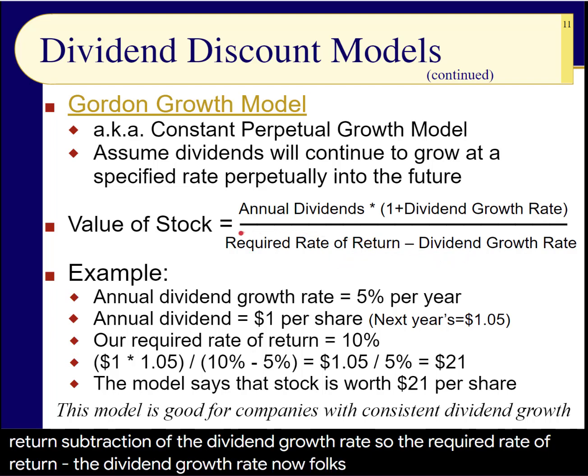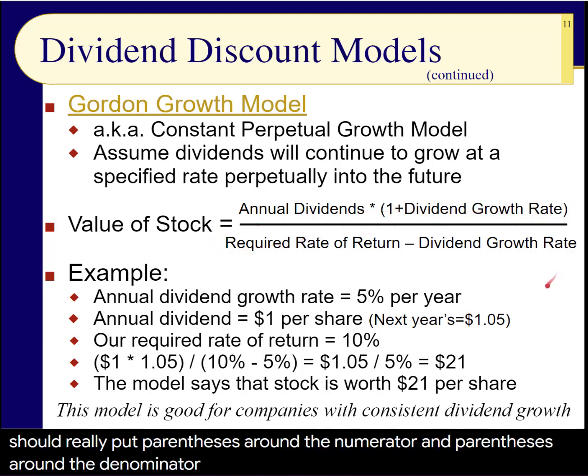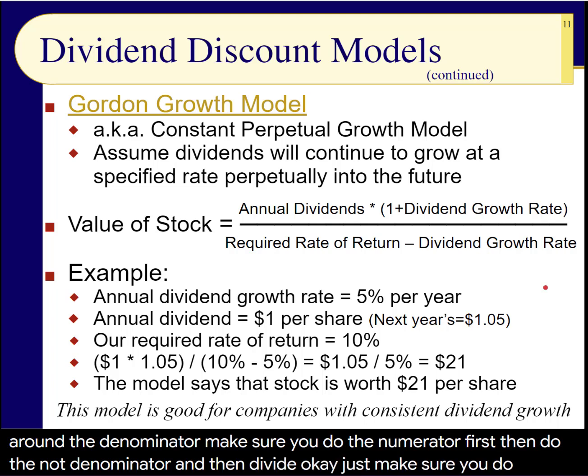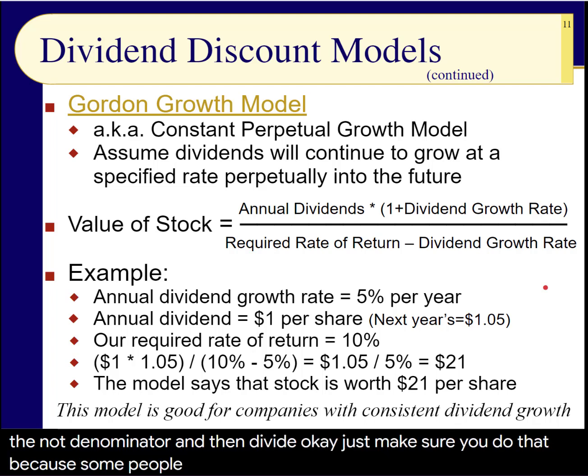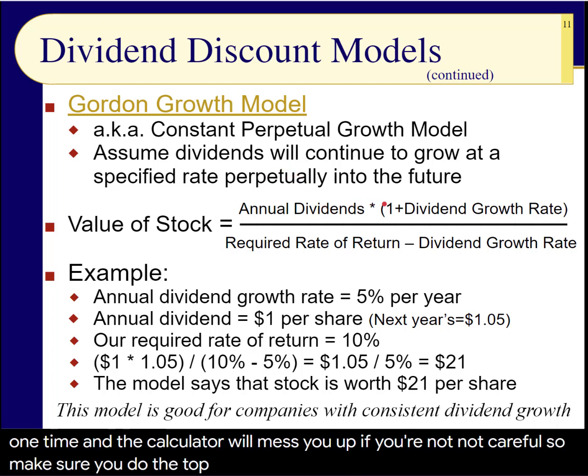Now, folks, if you're a little bit unsure, we should really put parentheses around the numerator and parentheses around the denominator. Make sure you do the numerator first, then do the denominator, and then divide. Just make sure you do that because some people are a little unsure. They think they can do it all at one time, and the calculator will mess you up if you're not careful. So make sure you do the top first, then the bottom, then divide.